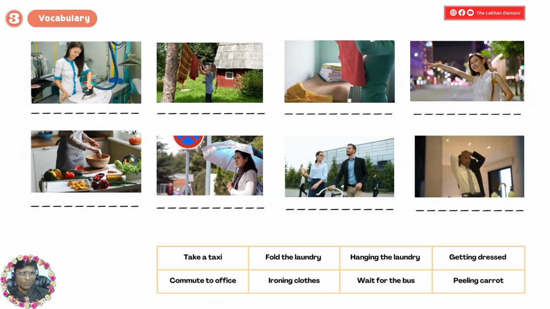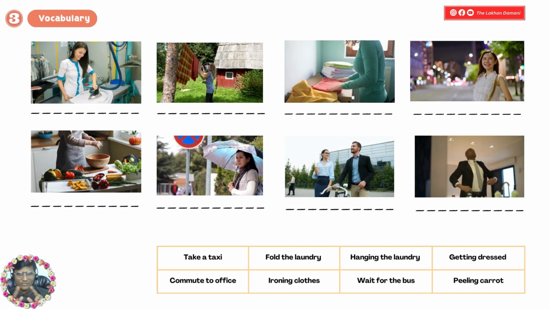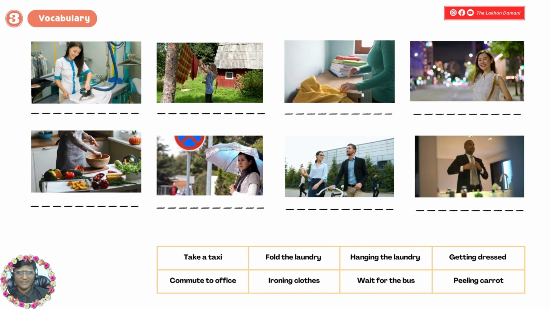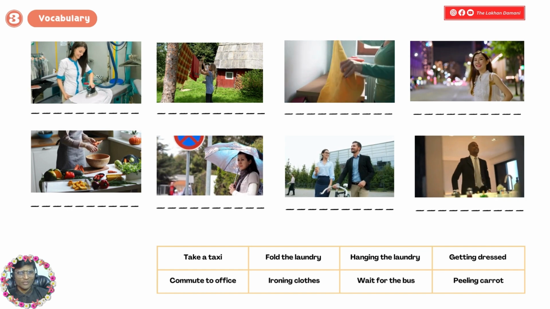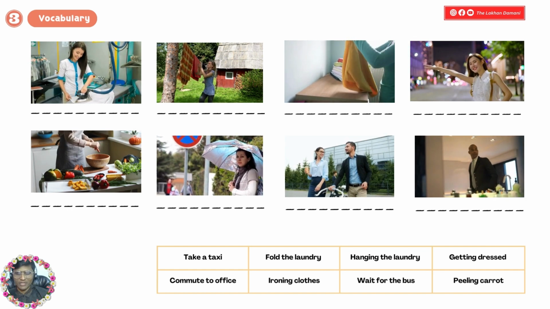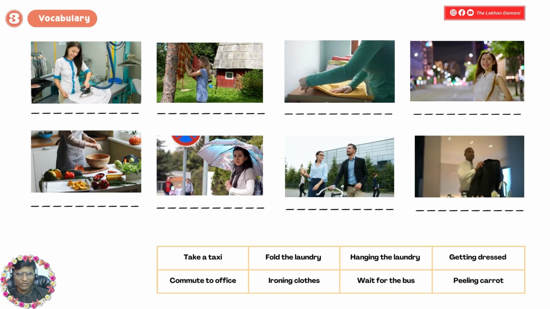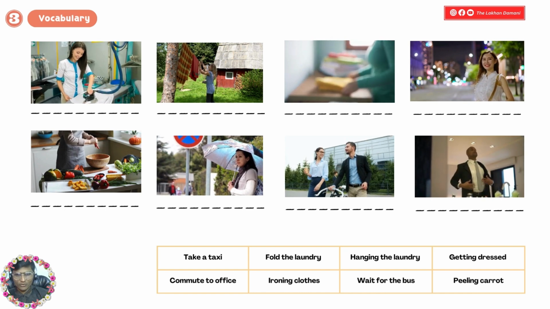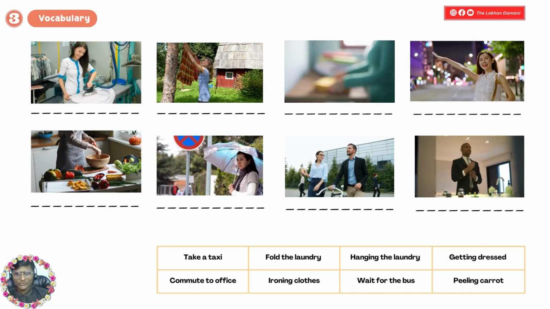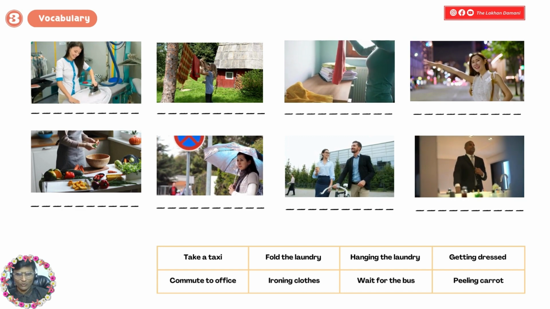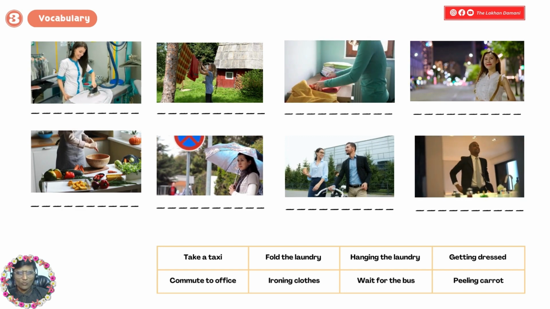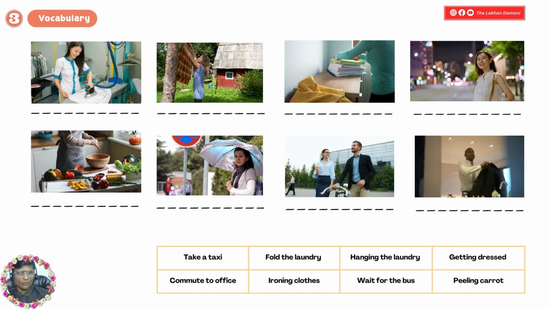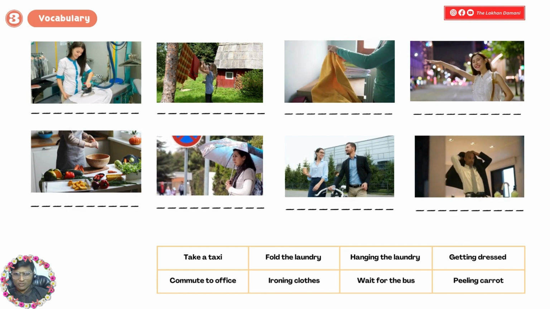Again, if you have videos, try to pause and see what's happening in each picture or each video, what they are asking exactly. These are the most common actions that we do in our daily life. I have already written for you here. You can see it in the table: taking a taxi, folding the laundry or hanging the laundry, getting dressed, commuting to the office, ironing clothes, waiting for the bus, and peeling a carrot. You can choose any one accurate for each of them, right?